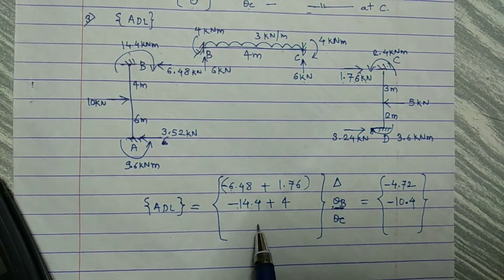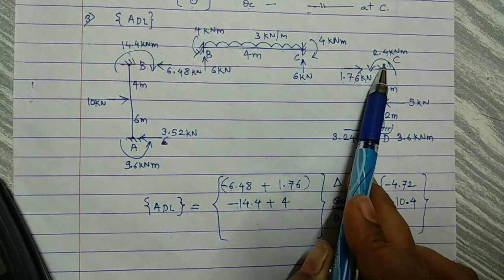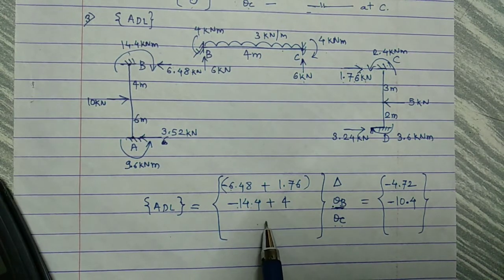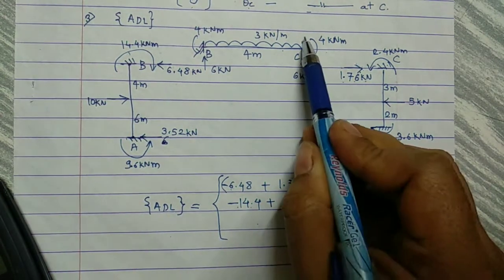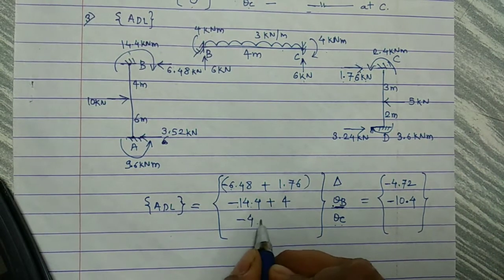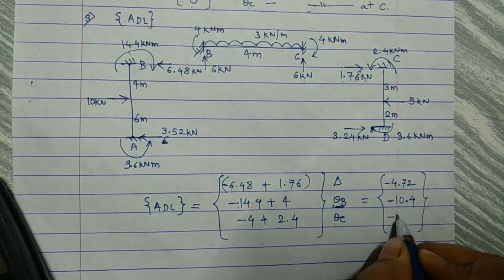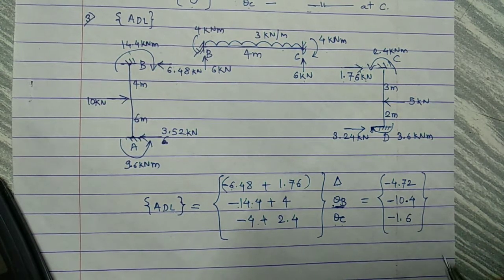And last, that is the action corresponding to theta C, the moment at C. So these two moments add algebraically according to their sign convention and we write here: minus 4 and plus 2.4, that is minus 1.6. So this is your final ADL matrix.